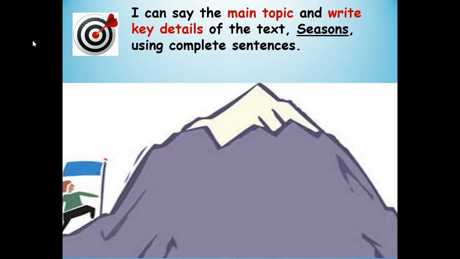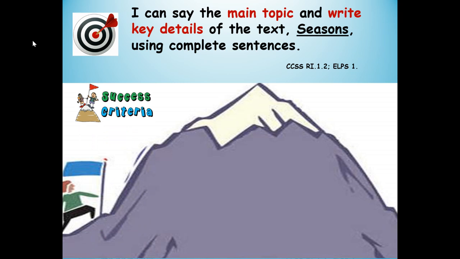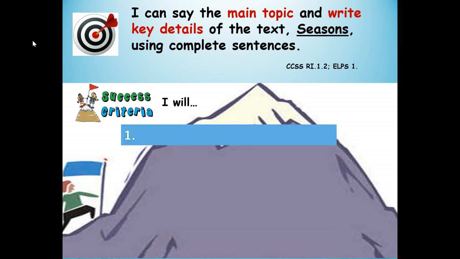So let's go over our learning target. I can say the main topic and write key details of the text, Seasons, using complete sentences. Success criteria. That means, how will you know you're successful at saying the main topic and writing your 3 key detail sentences? Well, here are our steps to success. We're going to do it one step at a time.